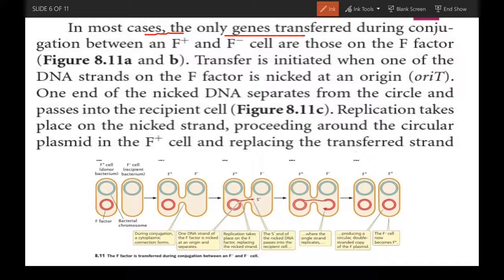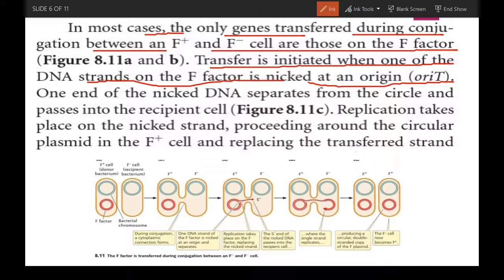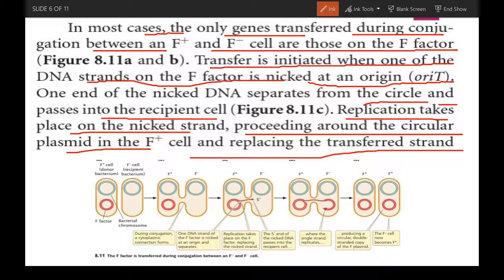Now, in most cases, the only genes transferred during conjugation between F plus and F minus cells are those on the F factor. Transfer is initiated when one of the DNA strands on the F factor is nicked at an origin, that is oriT. One end of the nicked DNA separates from the circle and passes into the recipient cell. Replication takes place on the nicked strand, proceeding around the circular plasmid in the F plus cell and replacing the transferred strand. As we saw in this picture, the F plus donor bacterium and F minus recipient bacterium, it has the F factor, and then from oriT, at the 5 prime end, it starts to move like in this figure. So it comes into the F minus cell and starts to replicate there, and the F minus cell now becomes an F plus cell because the whole F factor has been transferred.